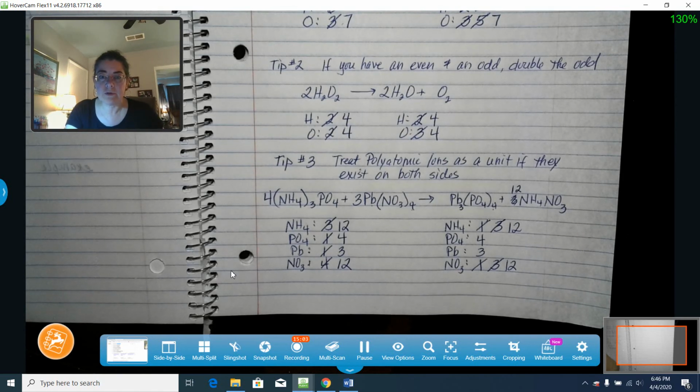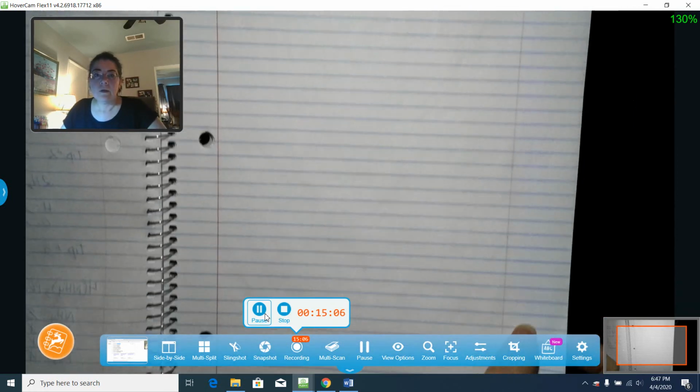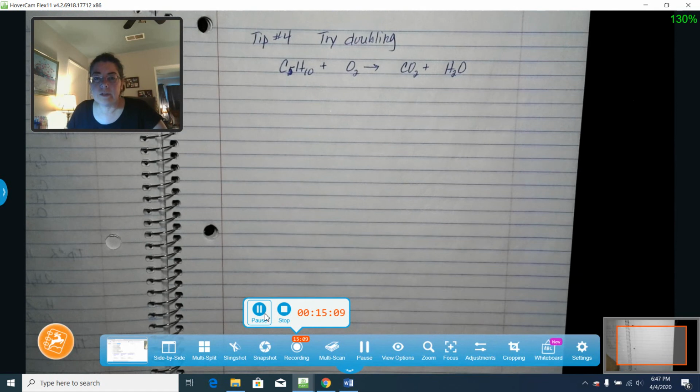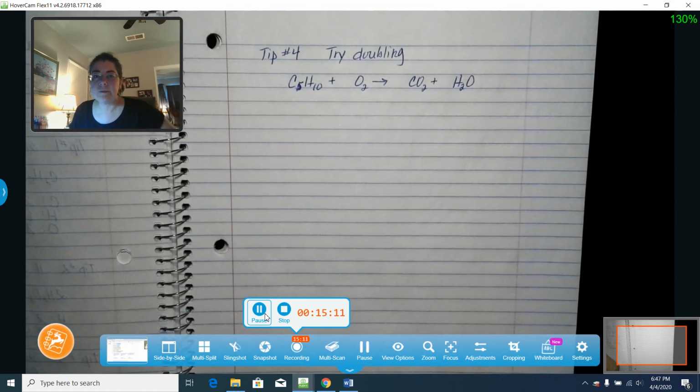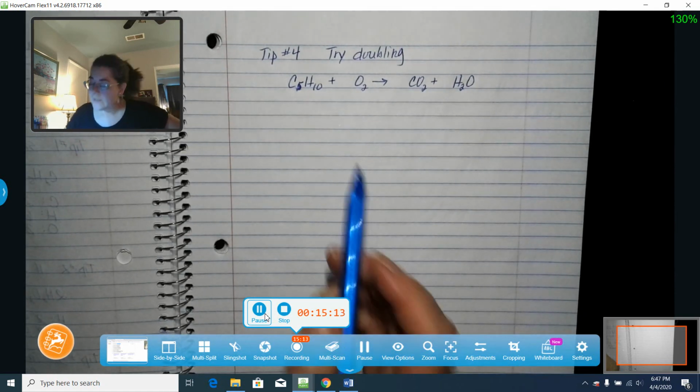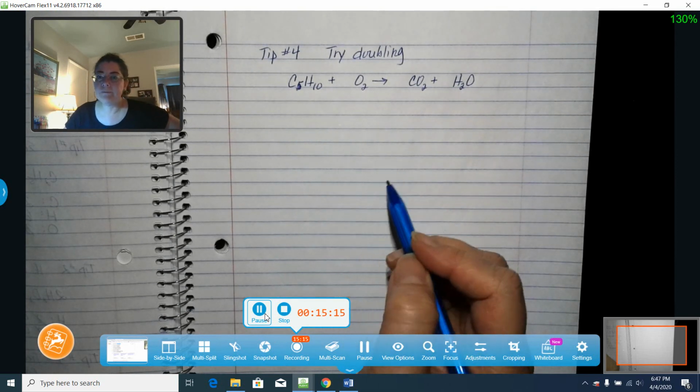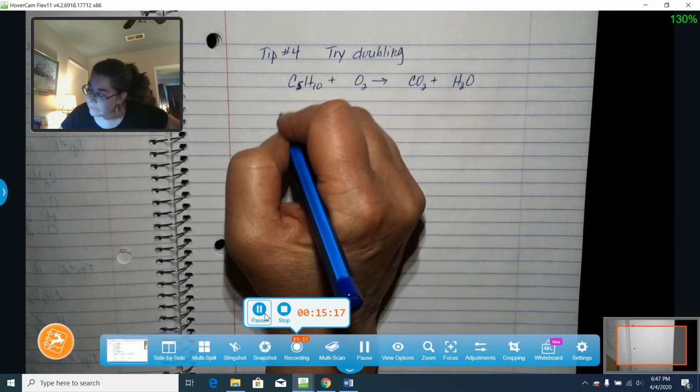Where is my cursor? There you are. Okay, so here is the last tip. The last tip says try doubling. And that's a 5, by the way. Okay, so we'll start out the same way.